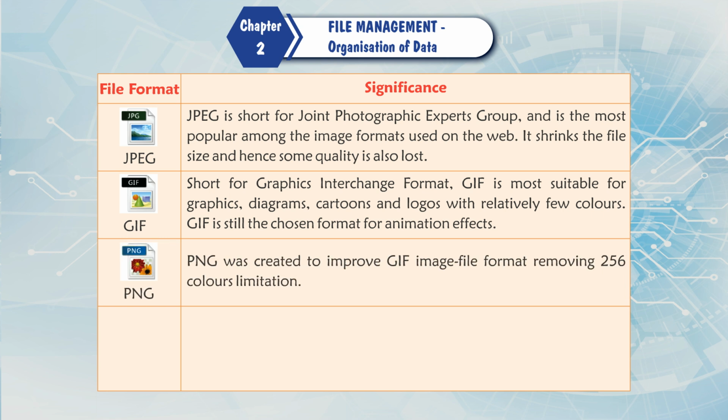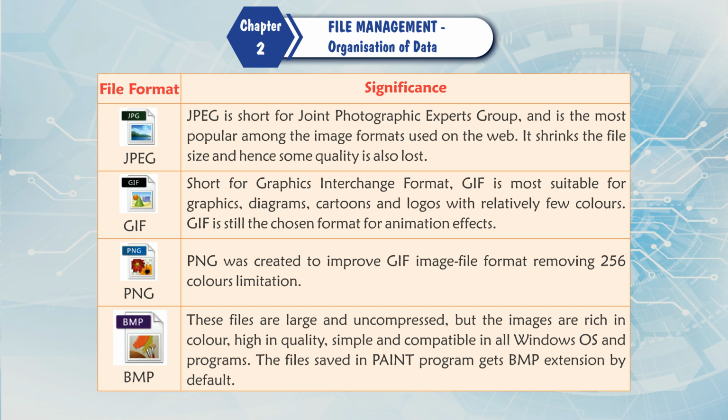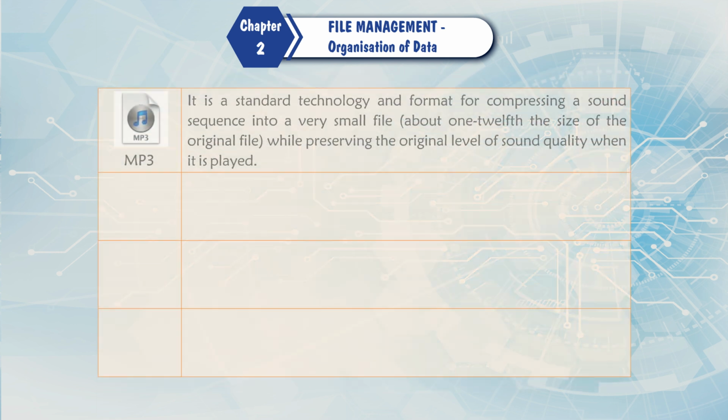PNG. PNG was created to improve GIF image file format, removing the 256 colors limitation. BMP. These files are large and uncompressed, but the images are rich in color, high in quality, simple and compatible in all Windows OS and programs. The files saved in Paint program get BMP extension by default.